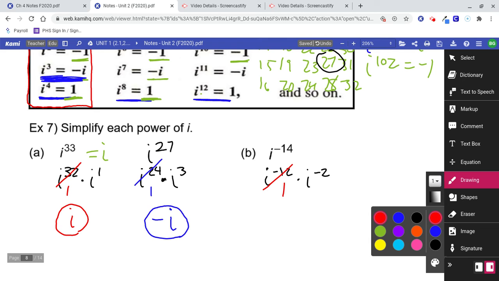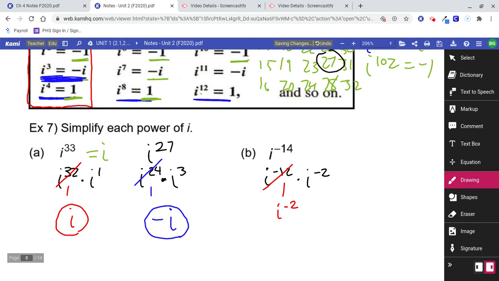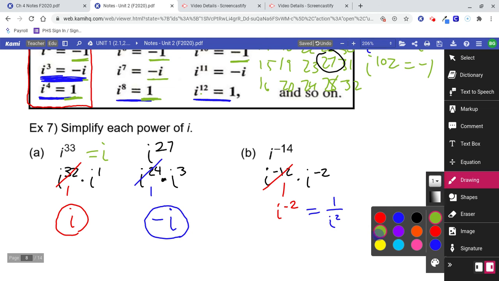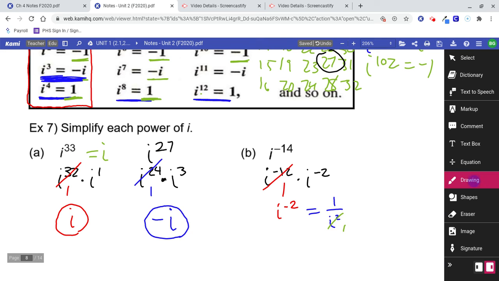And so I'm looking at i to the negative 2nd power. Well, remember what negative exponents do. Negative exponents flip to the other side of a fraction. So that's like 1 over i to the positive 2nd. And you've memorized that i to the 2nd power is 1. So I'm looking at 1 over 1, which is 1.